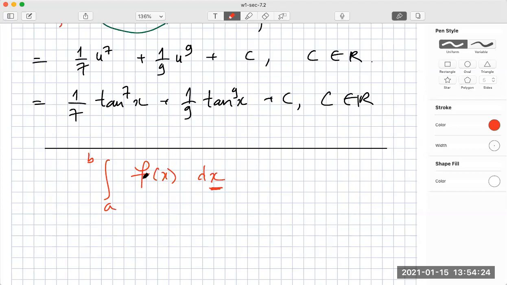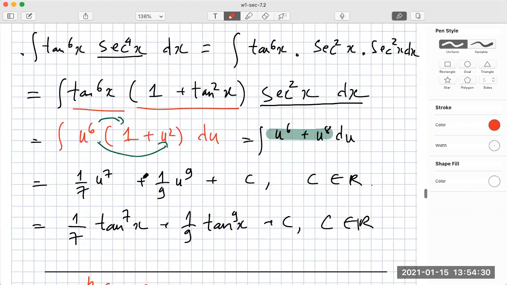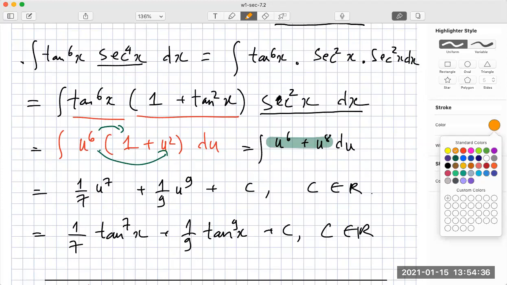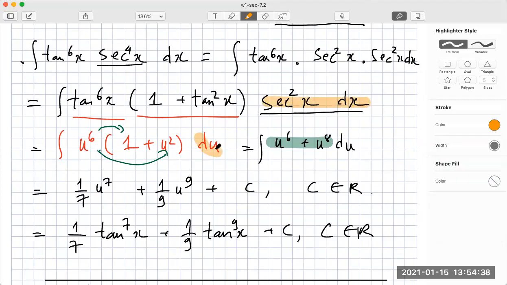Is that one of the secant squared x gone away? You're doing it in terms of u as opposed to terms of x? Yes, it's gone away because at this point we replace secant square x dx by du, right? Substitution. Okay.